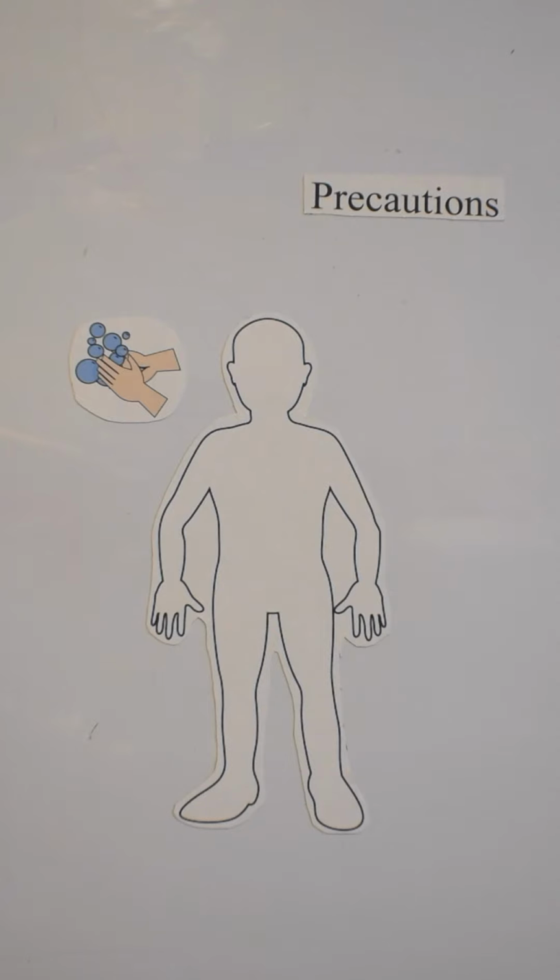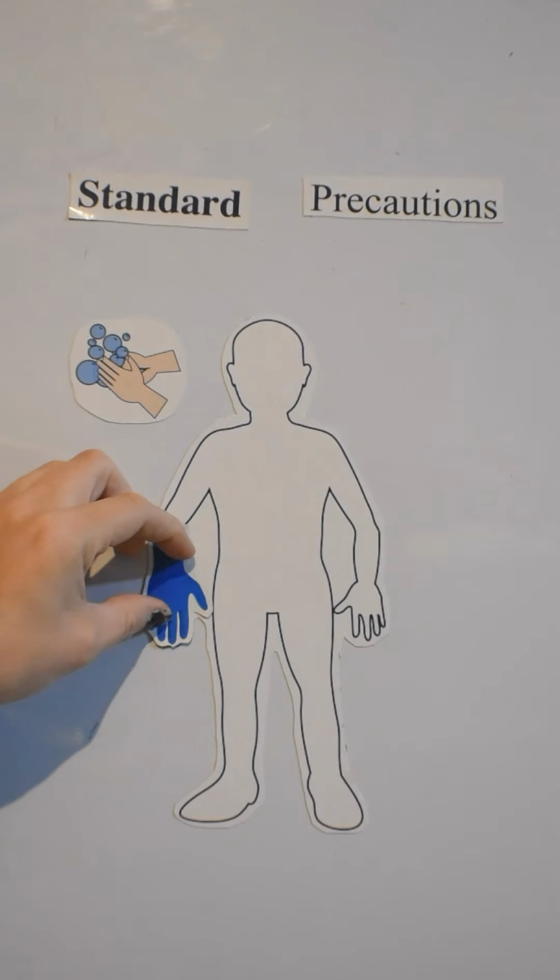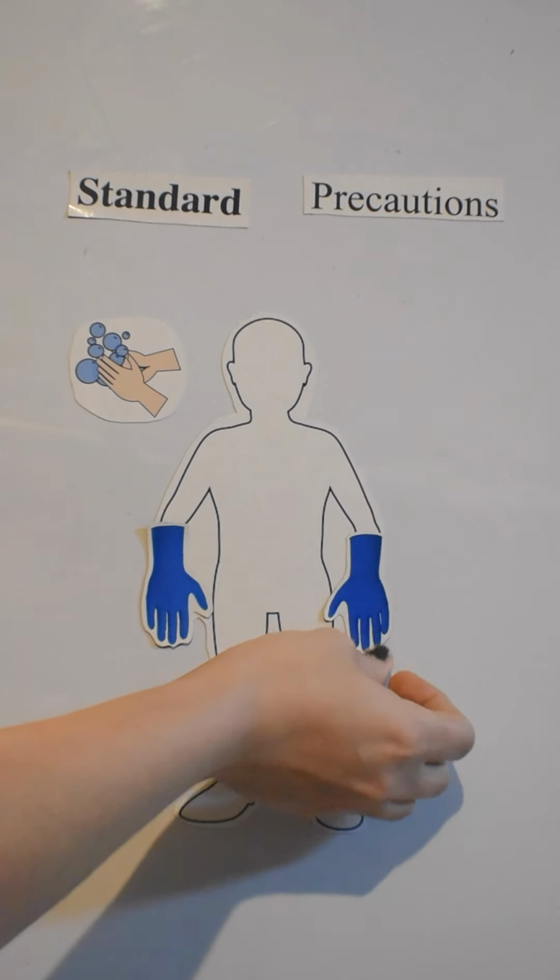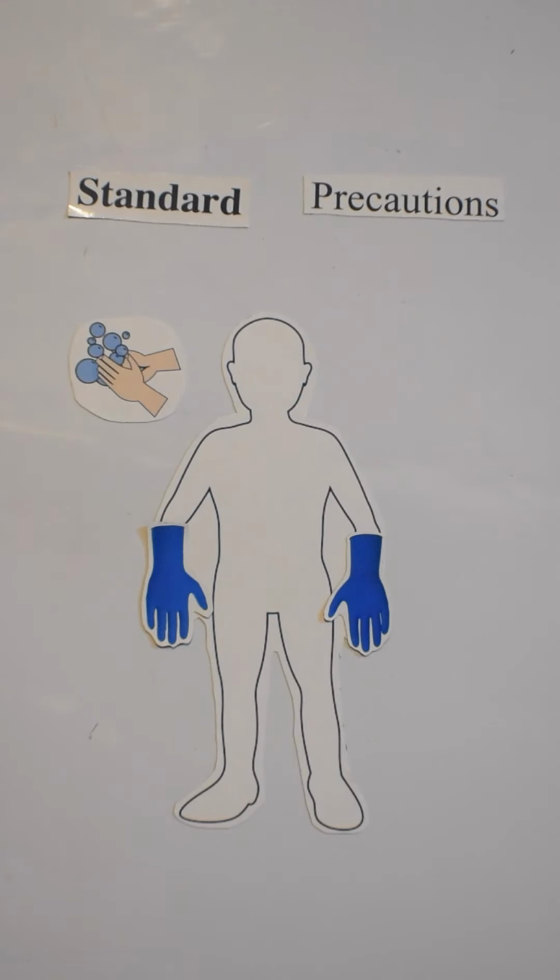So, precautions can be separated into two categories: standard precautions and transmission-based precautions. The first is standard precautions. This should be used for all patients, and it includes the use of hand hygiene both before and after patient contact, and the use of gloves. This should be worn for all patients.